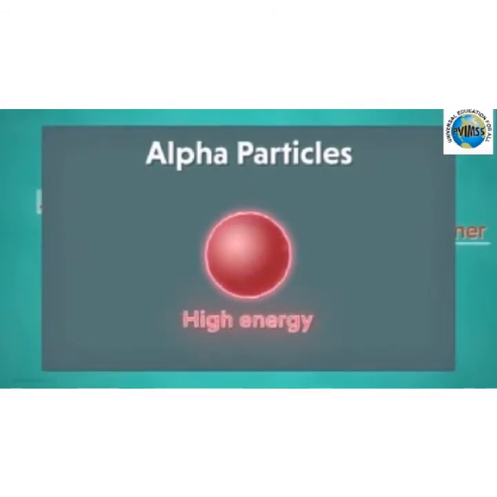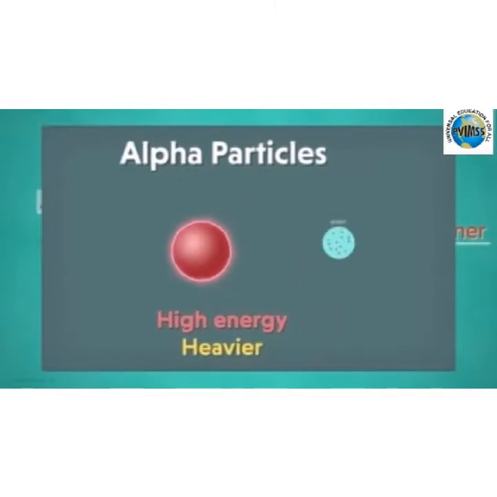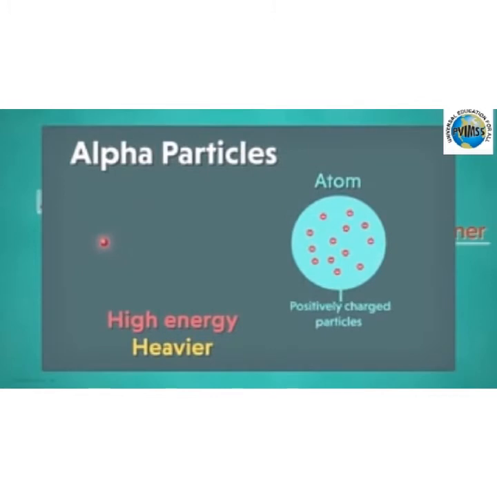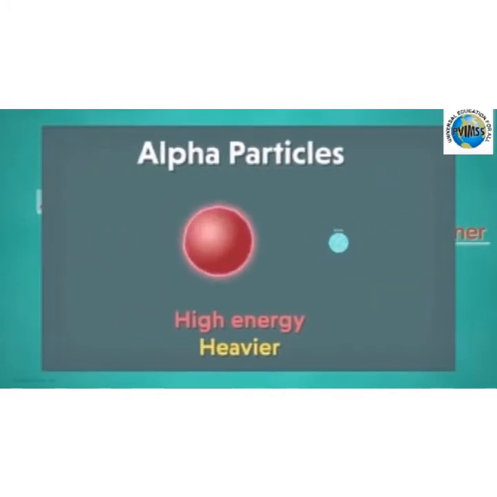Alpha particles have high energy and are heavier than protons. Basically, Rutherford was doing work on the plum pudding model. If the atom is just a pudding of positively charged particles with the electrons embedded in it, then the alpha particles should pass straight through it. This is what Rutherford thought.